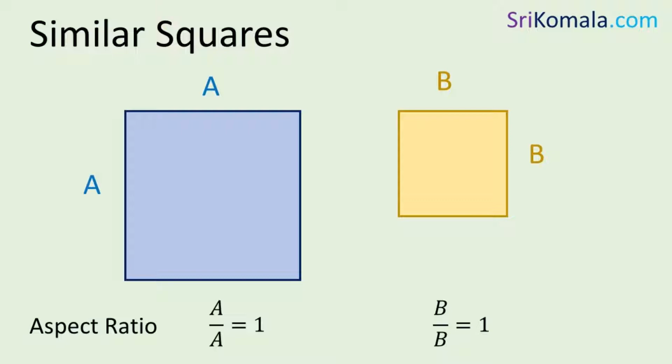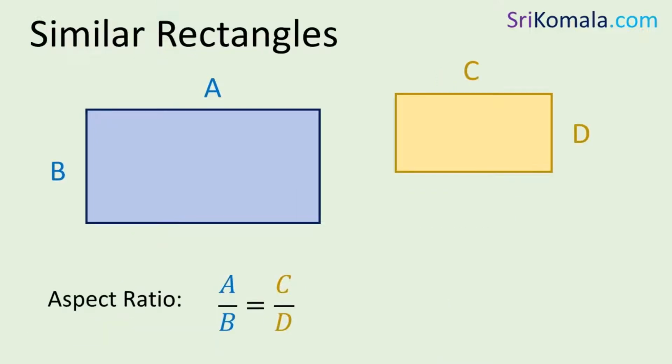Although the two squares are different in size, obviously all the corresponding angles are equal. The ratios of the corresponding sides are also equal. Moreover, the aspect ratio of each square is equal to 1. Automatically, all squares are similar squares. However, in the case of rectangles, the aspect ratios may vary. Therefore, it is worth noticing.